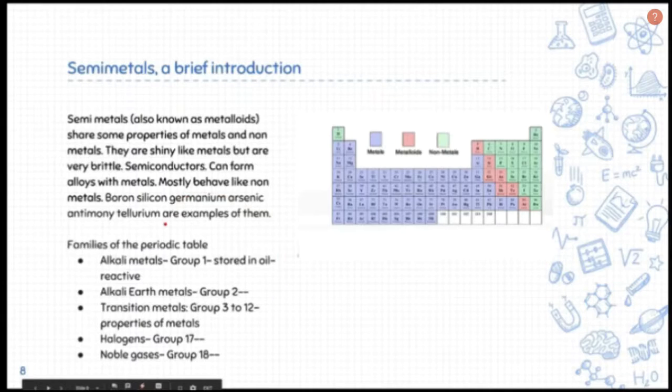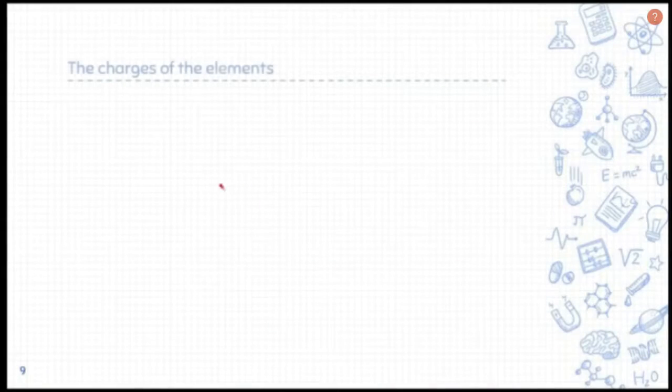Now we're going to be discussing the families of the periodic table. The alkali metals are just the group 1 metals. They're stored in oil and they're very active. The alkaline earth metals are the group 2 elements. The transition metals range from group 3 to 12. The halogens are group 17 elements, and the noble gases are group 18 elements.